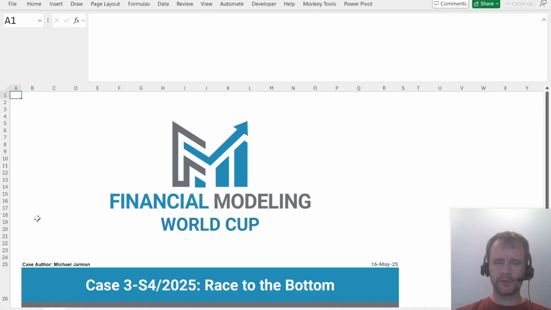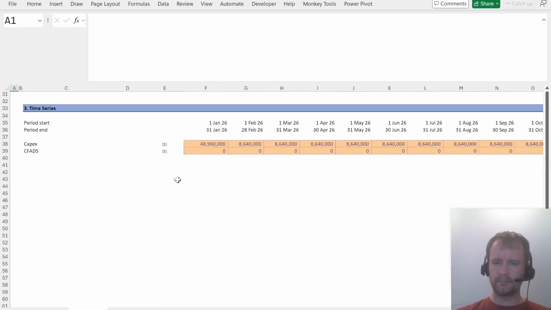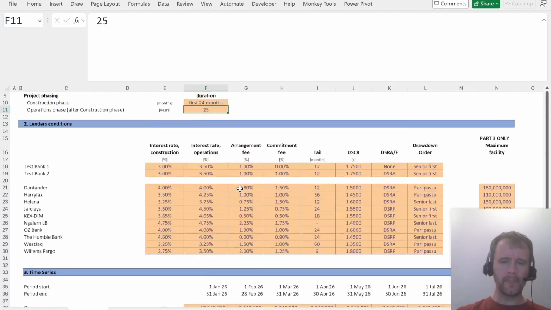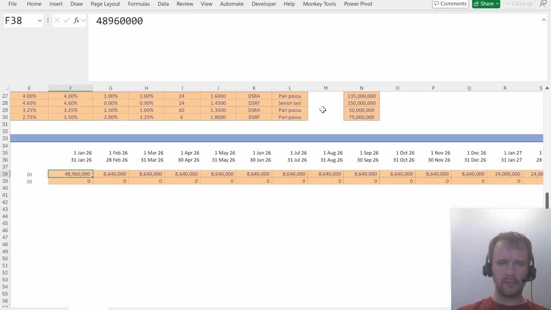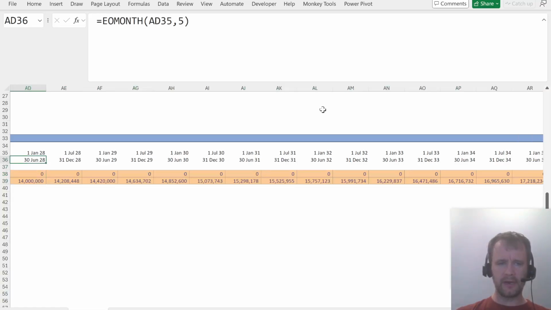So, a quick introduction to the case. If you haven't seen it, like I said, it's all about debt sculpting, an unusually simple setup and set of assumptions. We have just a model start date, 24 months of construction, and then 25 years of operations. I think that was a typo in the case. Down here we have the CapEx spend by month for those first 24 months during construction, and then a 6 monthly view after that.